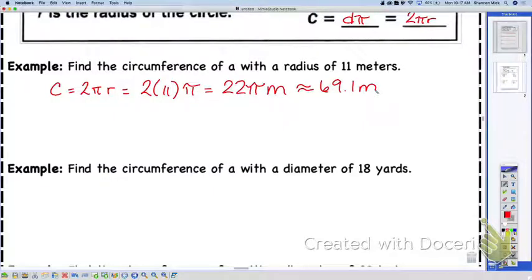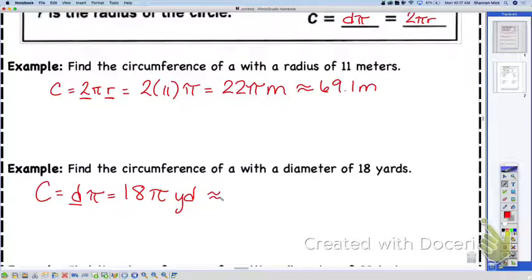Okay, this one says the circumference with a diameter of 18. So what formula would it be? Nope, just D times pi. It won't be 2 times, because 2 times the radius is the diameter. So it's just diameter, and then it would be 18 pi yards if I wanted an exact answer, yes?